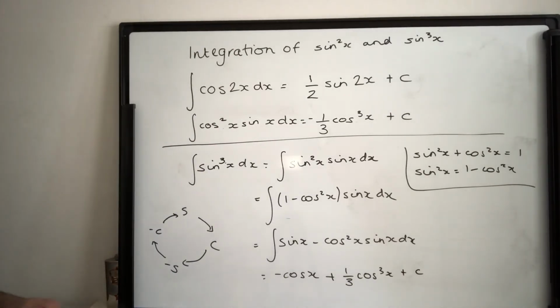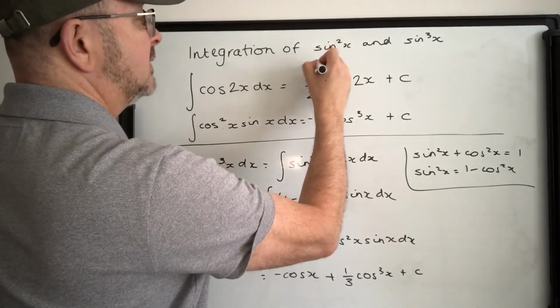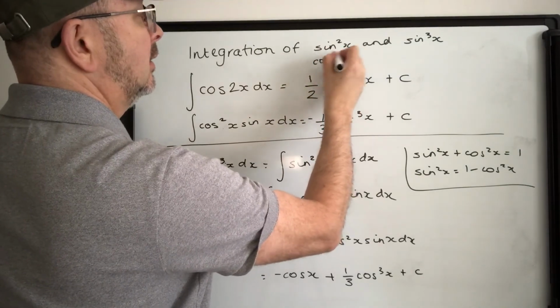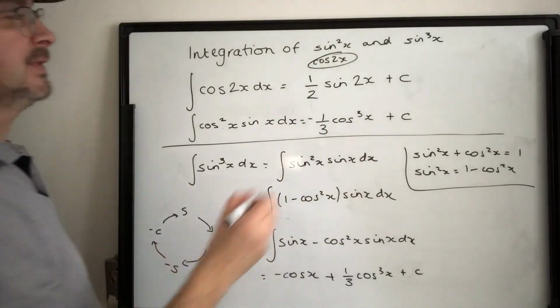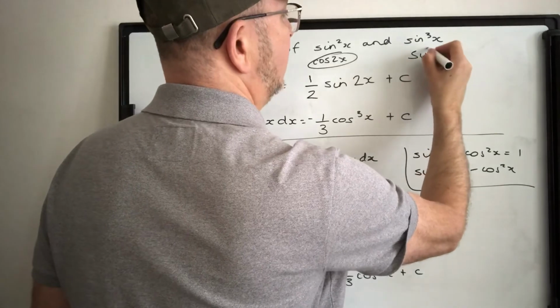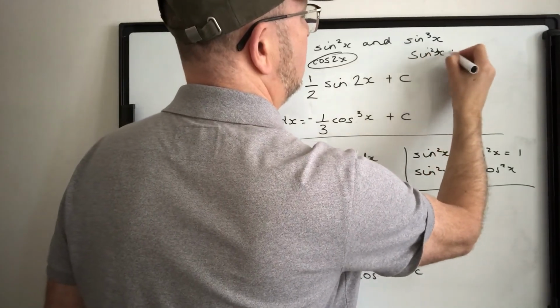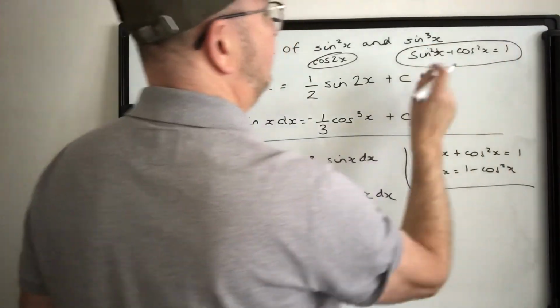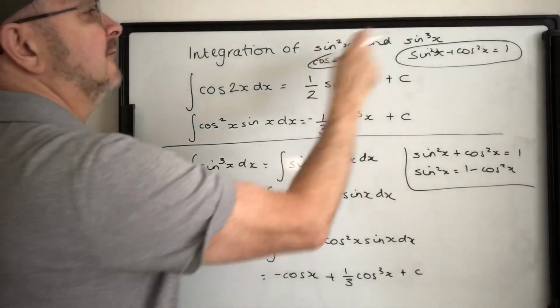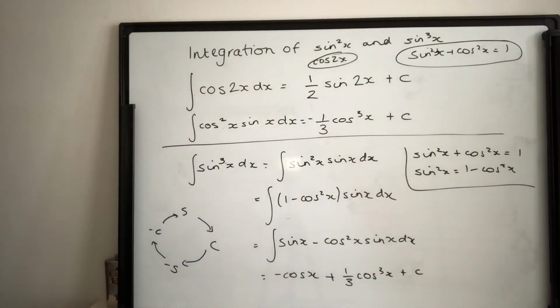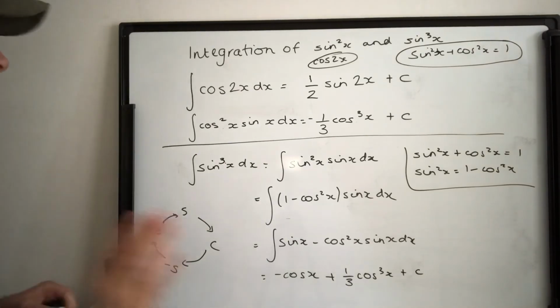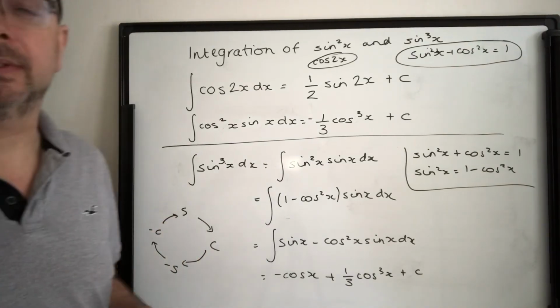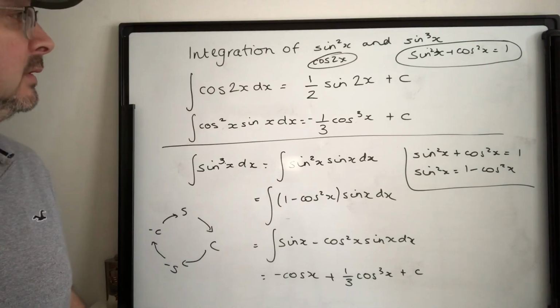So, with the integration of sine squared x, you want the expansion of cos 2x. And with the sine cubed x, you want sine squared x plus cos squared x equals 1. And if you use that for that, you'll get nowhere, and that for that, you'll get nowhere. So make sure you know which one's which. Do these a few times because they love to examine these integrals.